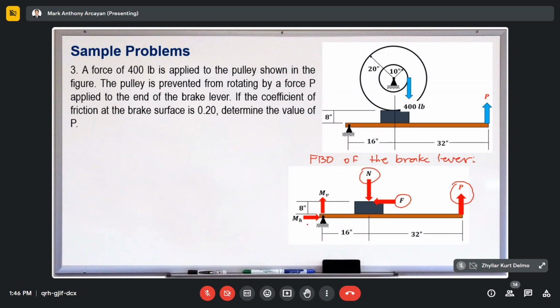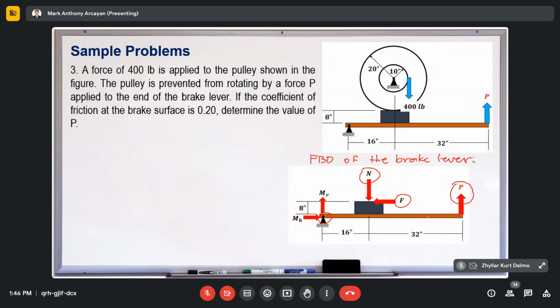Now, ako pod gi-indicate diri ang mga reactions that exist at this pin. So ako lang gi-denote by M, no? M sub H and M sub V. So that corresponds the vertical and horizontal components of our reaction force on this pin. Okay, so wala na may lain nga mga external forces, wala may gi-indicate pod nga weight aning brake arm. So we're good to go.